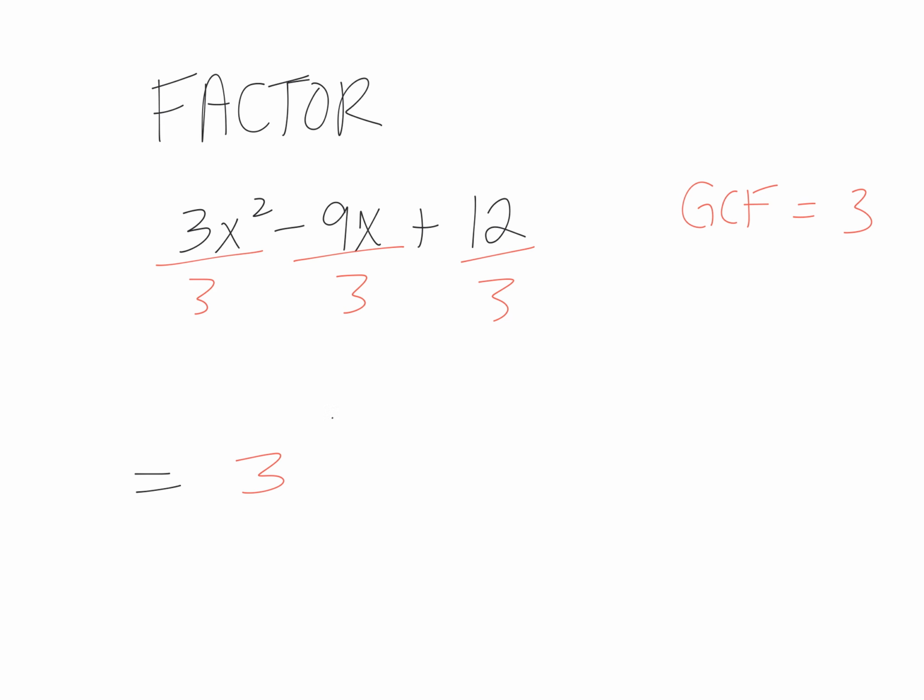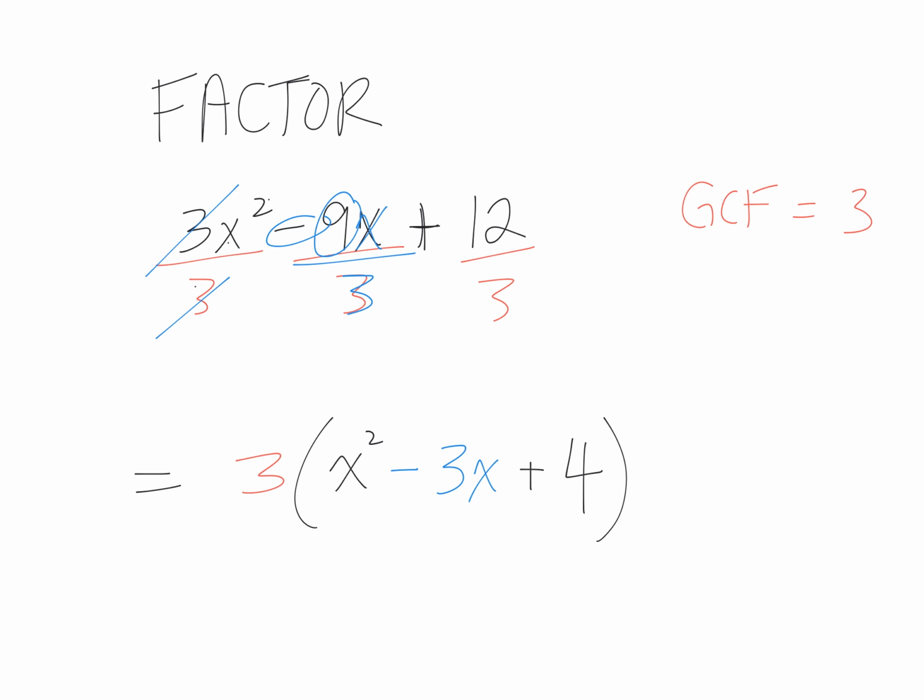Greatest common factor goes in front, and we have to figure out what times what gives me the answer. 3x squared divided by 3. What's 3 divided by 3? 1, so we can just write it as x squared. What's negative 9 divided by 3? Negative 3, and there's an x. And then positive 12 divided by 3 is positive 4. This is correct. This is the answer.